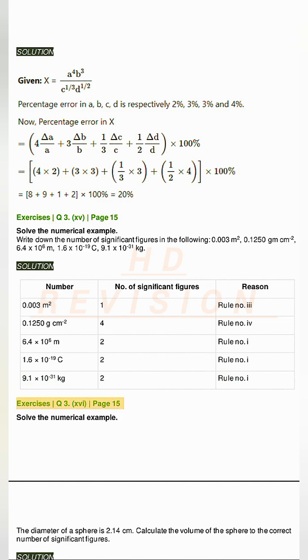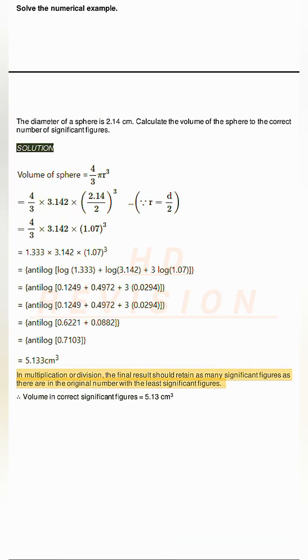Exercises Q3. XVI, page 15. Solve the numerical example. The diameter of a sphere is 2.14 centimeters. Calculate the volume of the sphere to the correct number of significant figures. Solution. In multiplication or division, the final result should retain as many significant figures as there are in the original number with the least significant figures. Therefore, volume in correct significant figures equals 5.13 cc.